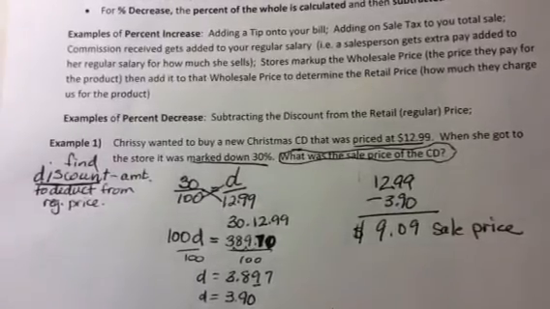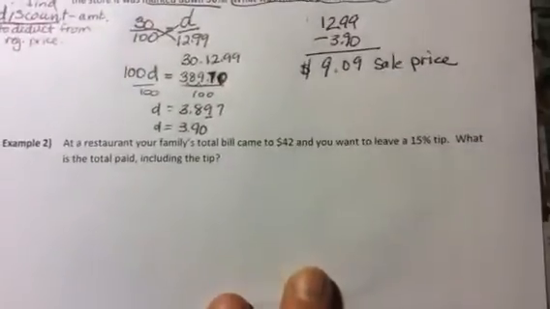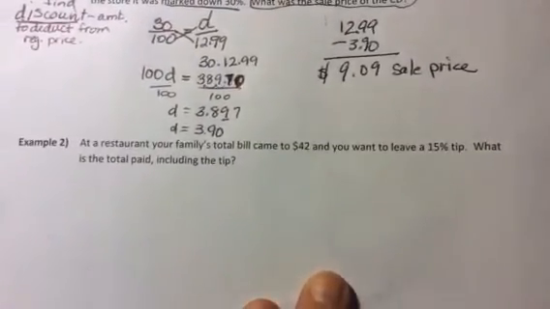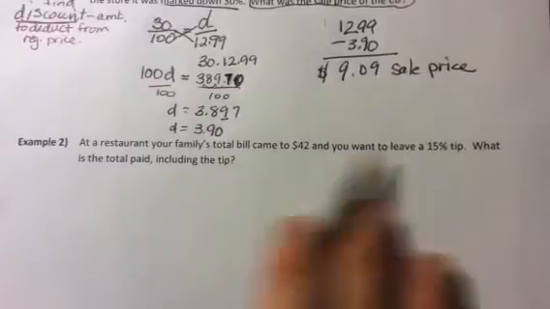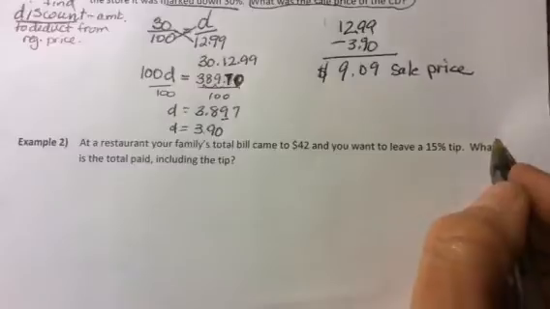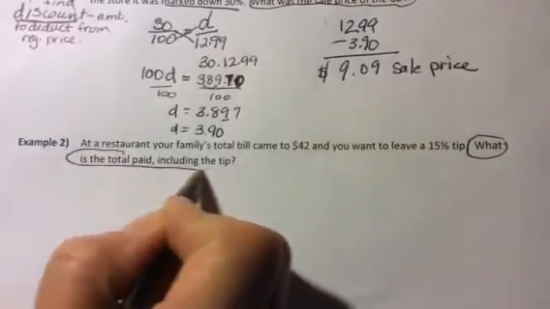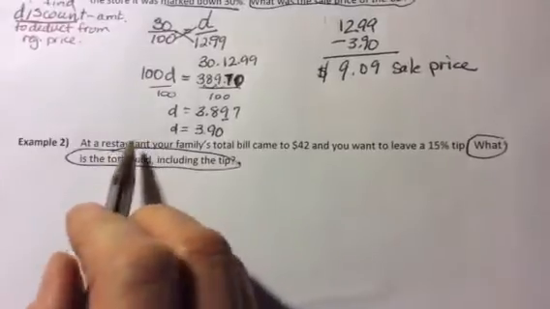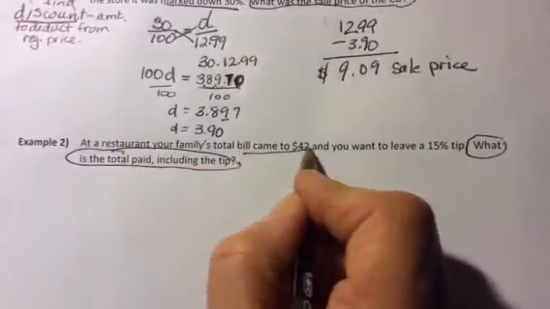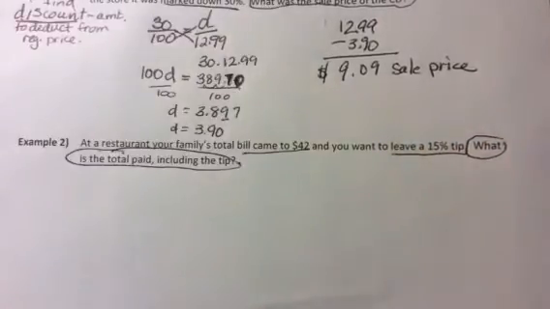All right, so our second example is at a restaurant. Your family's total bill came to $42, and you want to leave a 15% tip. What is the total paid, including tip? So we want to know what is the total paid when you include the tip. Okay, and your bill is $42, and you want to leave a 15% tip.